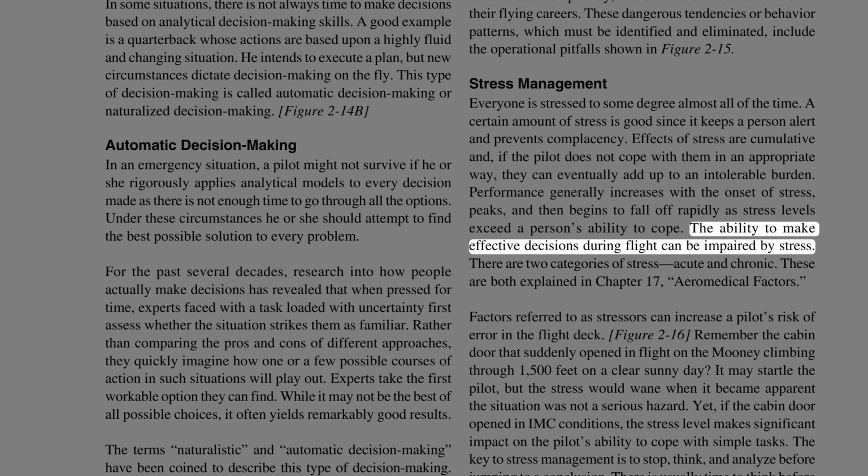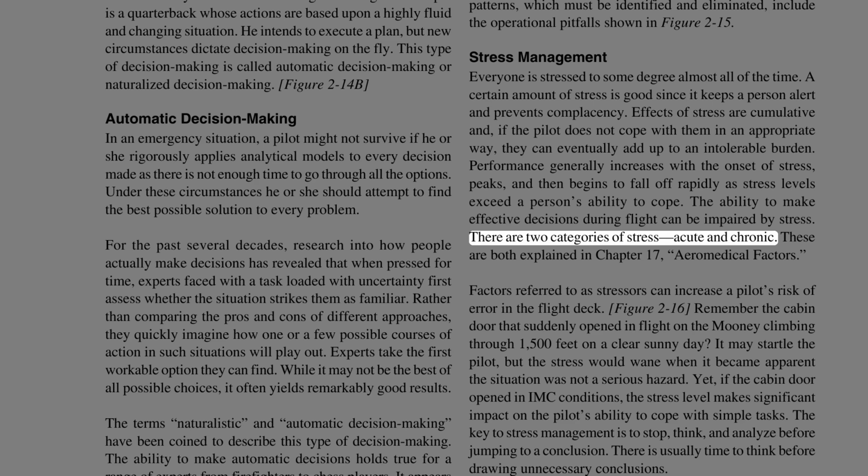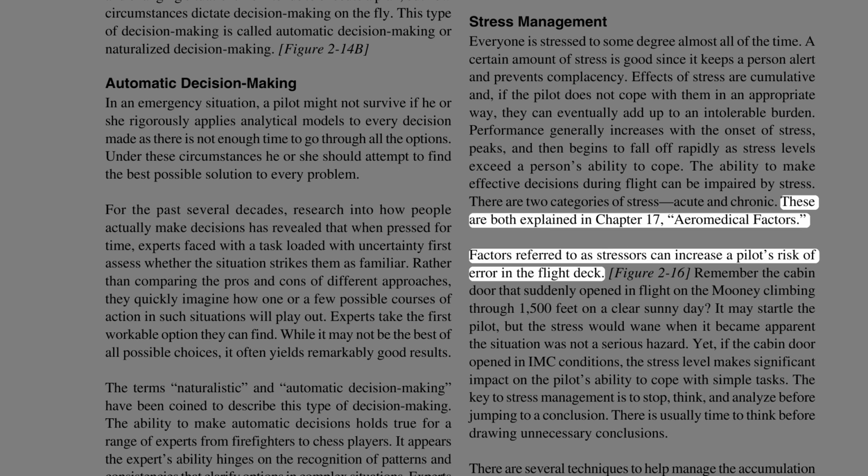The ability to make effective decisions during flight can be impaired by stress. There are two categories of stress, acute and chronic. These are both explained in Chapter 17, Aeronautical Factors.